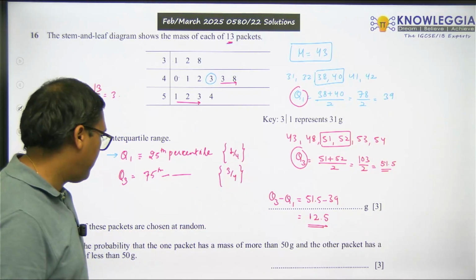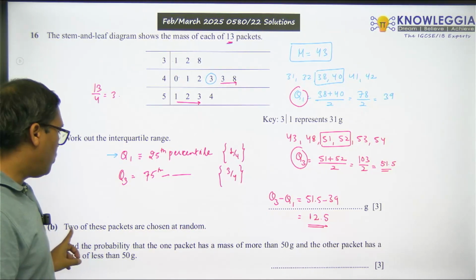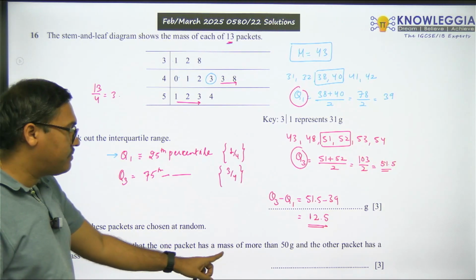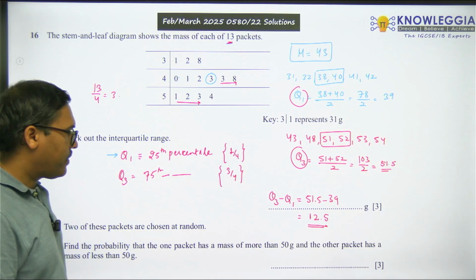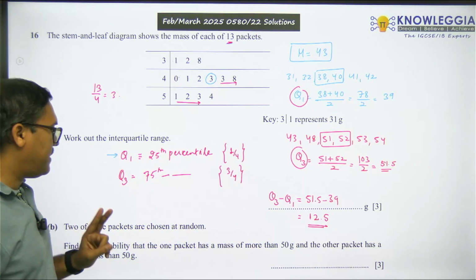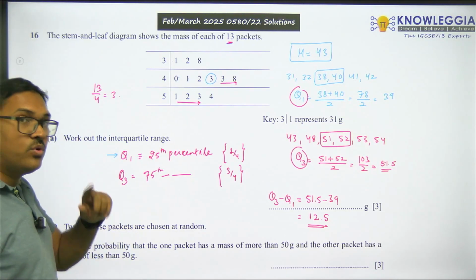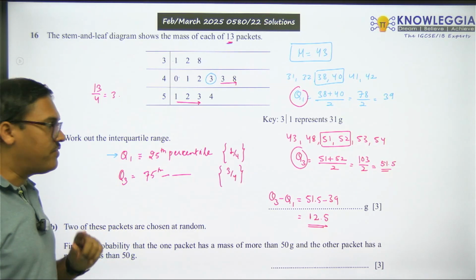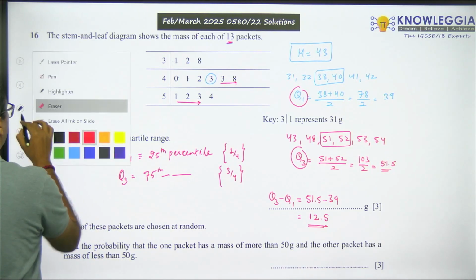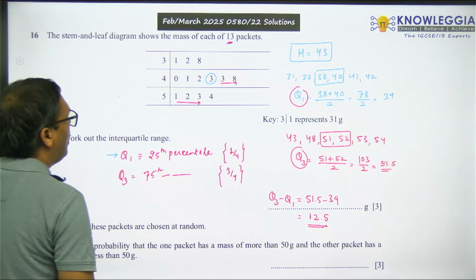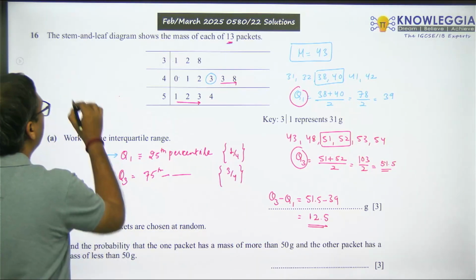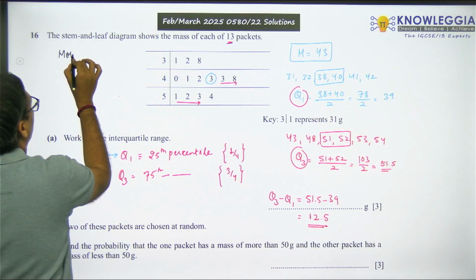This is 12.5. Now the next question is, two of these packets are chosen at random. Find the probability that one packet has mass more than 50 and the other packet has mass less than 50. Now two packets are selected. Let me write it here. I'll just solve this right here. You can see how many packets are there which have mass more than 50.